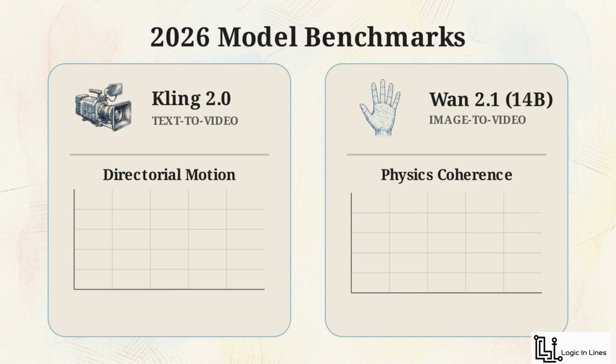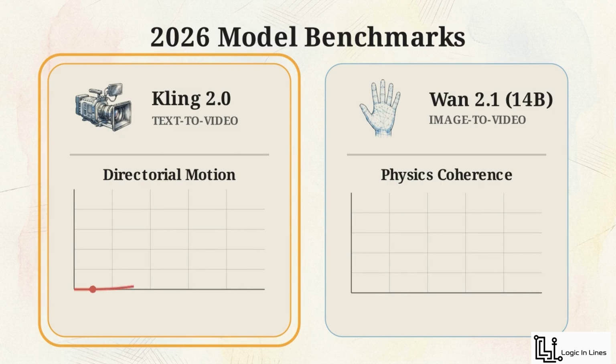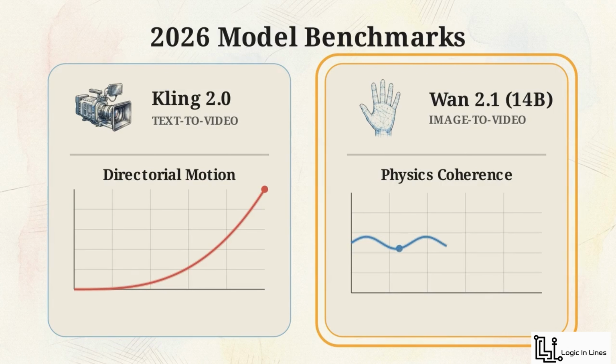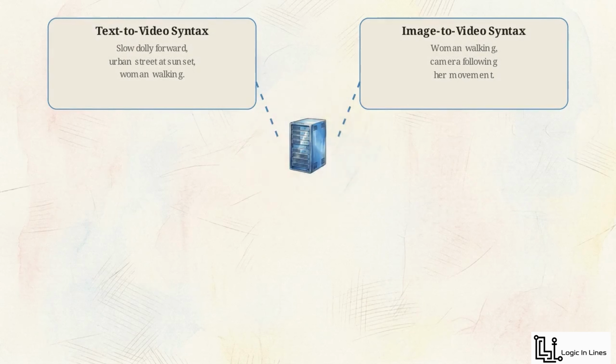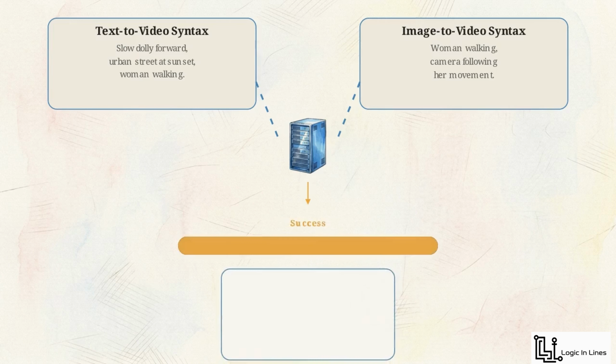Based on the 2026 benchmarks, if you need aggressive, cinematic camera motion from a text prompt, you format for Kling 2.0. If your priority is absolute physics consistency across an image-to-video sequence, you structure your prompt for WAN 2.1. Mapping the correct syntax structure to the specific architecture of the model strips away the ambiguity that causes objects to melt into the background.